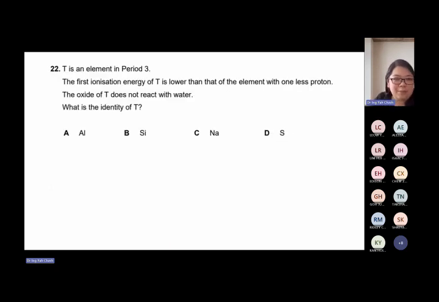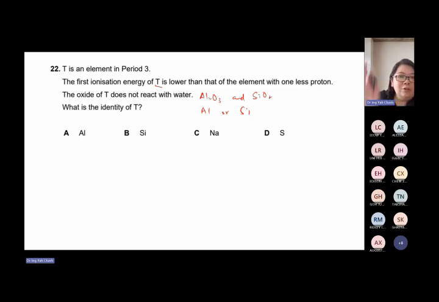Question 22 is about an element T in period 3. It's saying that the first ionization energy of T is lower than the element with one less proton. One less proton means the element on the left-hand side in the periodic table. And I think the second clue is better. The oxide of T does not react with water. You only know two oxides that don't react with water in period 3: aluminium oxide and silicon dioxide, right? These two. So T is aluminium or silicon, both also in the answers.